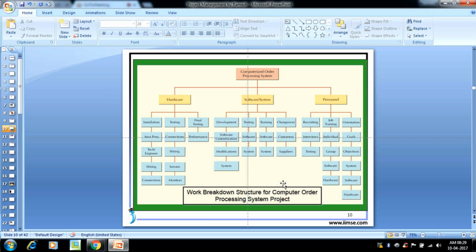Under that we have some more. Those we call as sub levels: installation, testing, final testing, etc. And again under those we have area preparation, technical, like that we have. That means we are dividing our project into some sub elements. Why are we dividing our project? To understand in a very easy way. And also we can assign the resources in an effective way. For that reason only we are dividing our project into some sub elements. Those we call as a WBS, work breakdown structure.